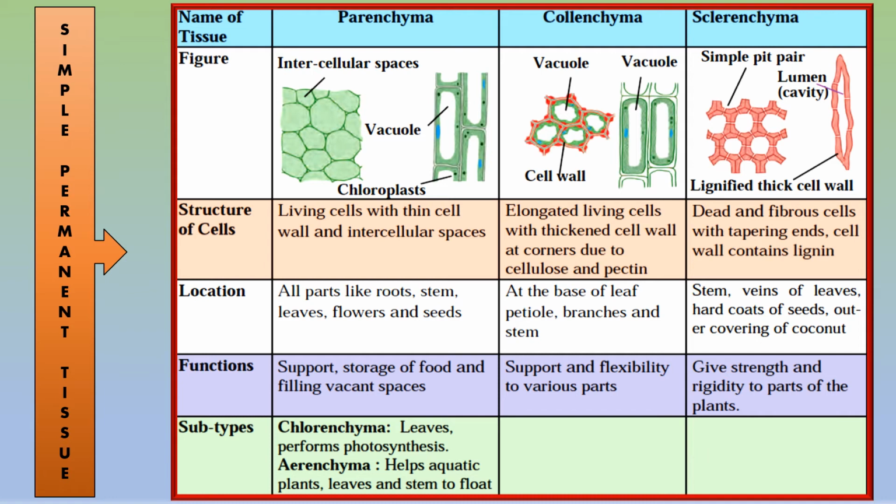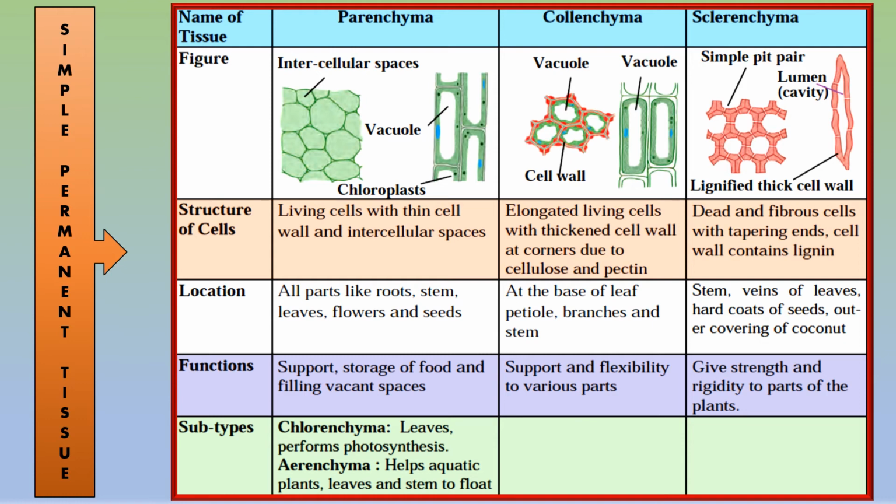Now, the function of parenchyma is to support the plant, to help the plant store food and fill in the vacant spaces in the plant. Whereas collenchyma has the function to support the plant, but it gives flexibility to the plants, so the plant can bend and move in certain directions. Whereas sclerenchyma gives strength and rigidity. That means it is a hard substance of the plant.